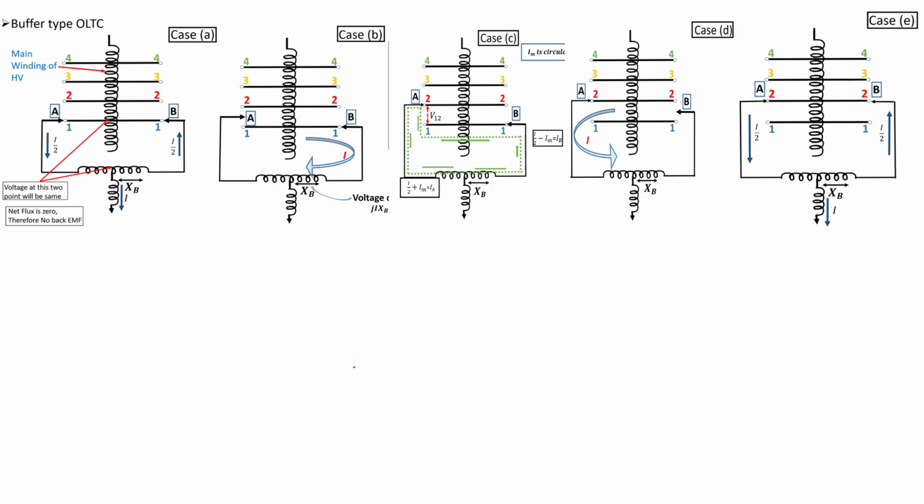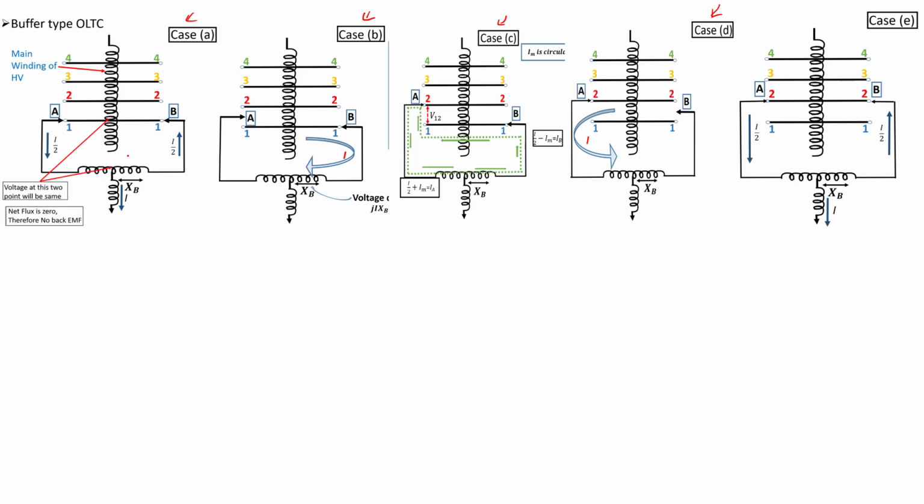Now here, the buffer type OLTC is shown. This is the transformer winding, the high voltage winding. Various stages are shown here, case A, case B, case C, like this. There are 5 stages in which one complete transition from one tap to another tap is given.